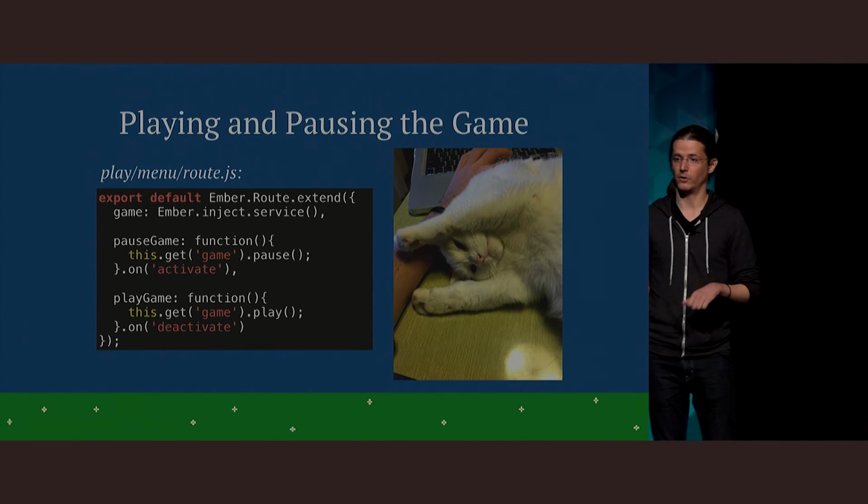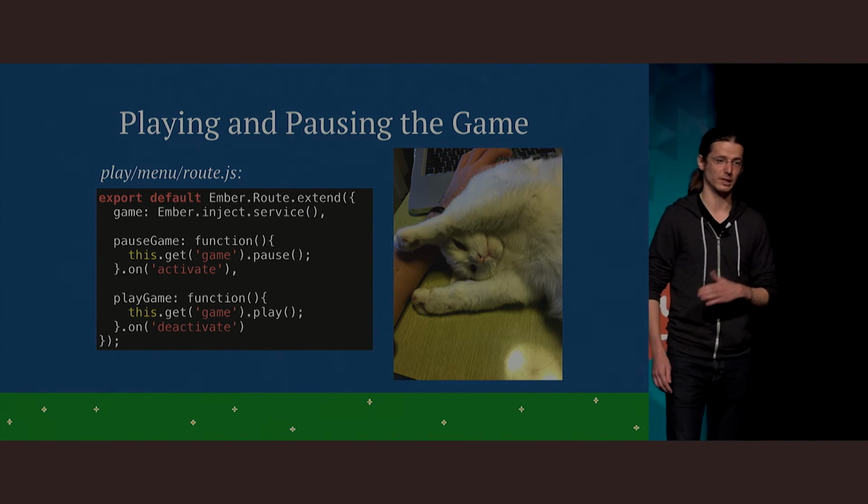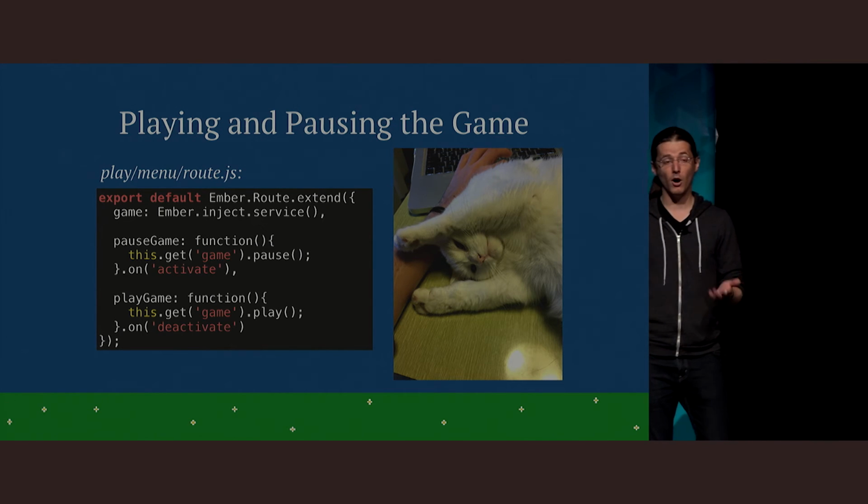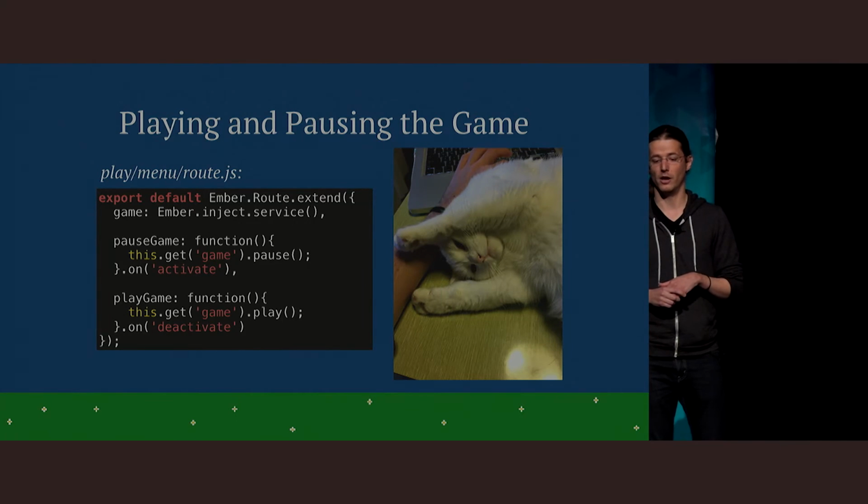So the activate event will happen when we go into the route. The deactivate event will happen when we leave the route. So what you're seeing on this slide is that we call pause on the game service on activate, and we call play on the game service when we deactivate.